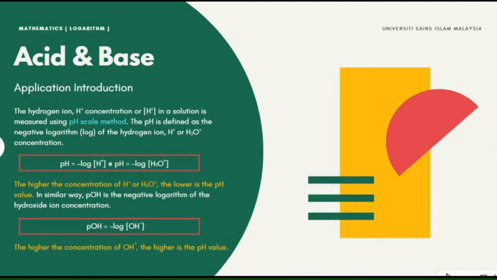The higher the concentration of H plus or H3O plus, the lower the pH value. And we know when the pH value is lower, we call it an acidic solution. In a similar way, pOH is the negative logarithm of the hydroxide concentration. The formula is pOH equals negative log concentration OH negative. The higher the concentration of OH negative, the higher the pH value. And we also know when the pH is higher, it is a basic solution or alkali.